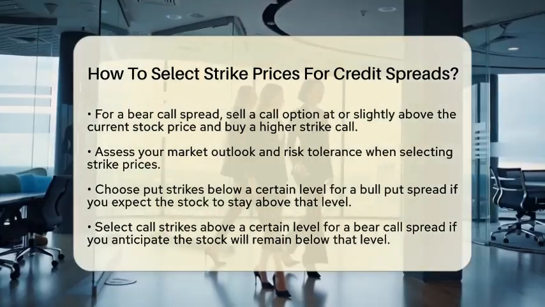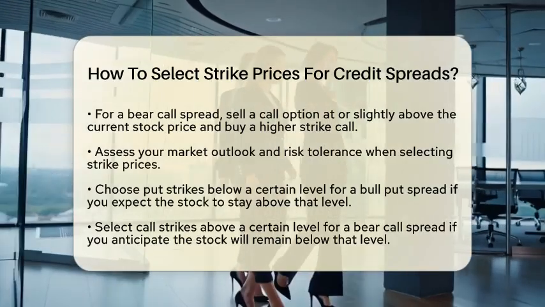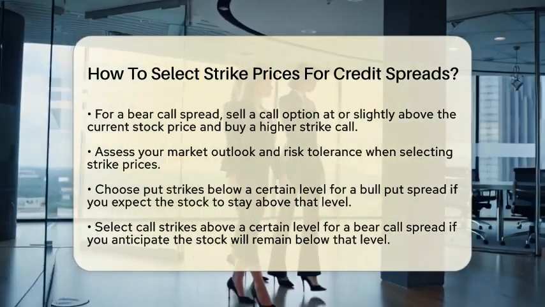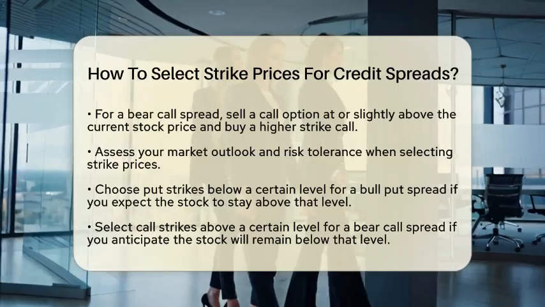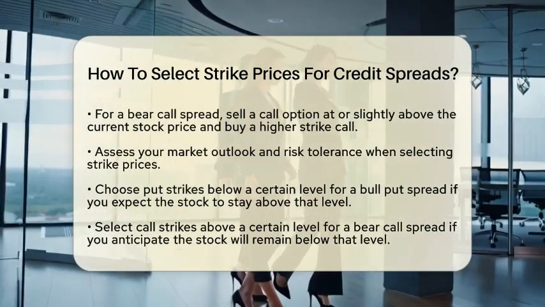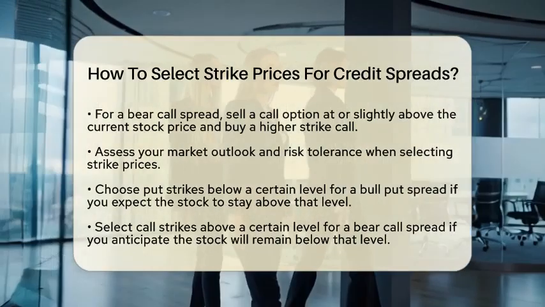The closer the short strike is to the current price, the higher the premium you will receive, but this also increases the risk of the option being exercised. Choosing strikes further out of the money reduces risk but also lowers the premium.